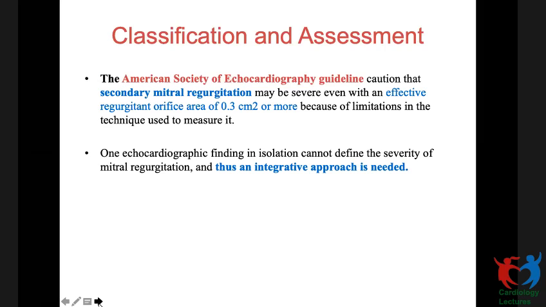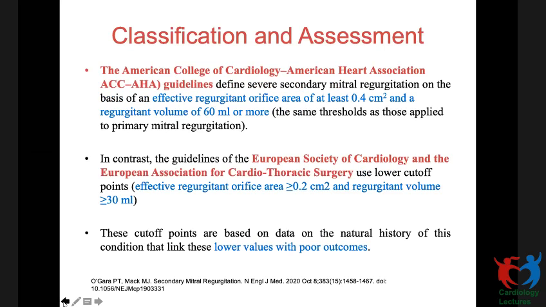The American Society. Remember, even the effective orifice area for the aortic valve also. Okay? Yes, sir.